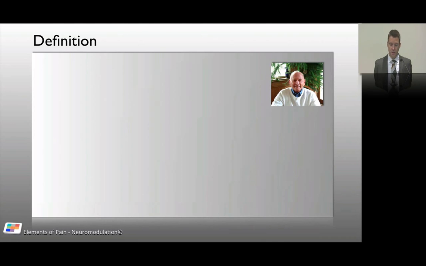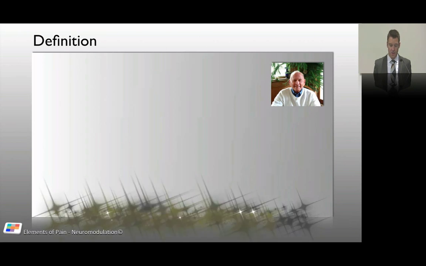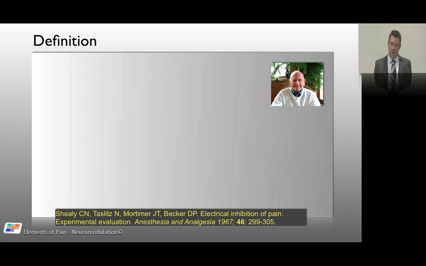So this is the guy that started it all, Norm Shealy. As you can see from the paper here, he started publishing on neuromodulation in 1967. That's only 2 years after the gate control theory came along, and he's got a couple of websites you should go and have a look at. He's still doing a lot of work.